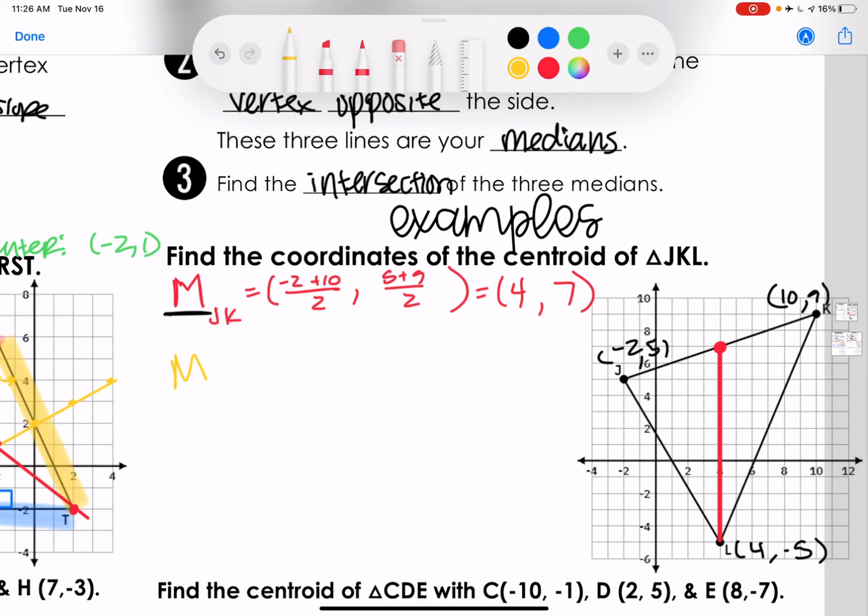Okay, so next thing, I want you to go ahead and find the midpoint of KL and the midpoint of JL. Now, by the time you get your midpoint for KL, you probably have a decent idea of where your centroid is going to be. Okay, but just in case, keep going and find your midpoint of JL as well.